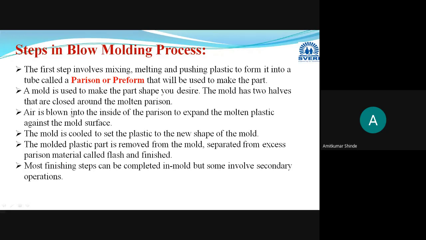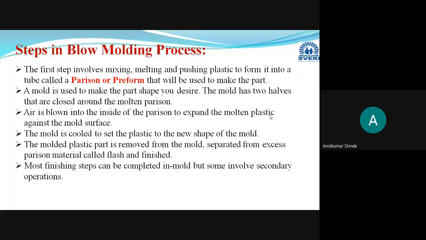That parison, suppose you want to give a plastic bottle shape, then the mold cavity having that plastic bottle shape will be used, and in that mold cavity you have to place that parison. That will be your second stage. Then in the third stage, air is blown inside the parison, as that parison is tubular in nature. Through that you have to blow the air against the mold surface.